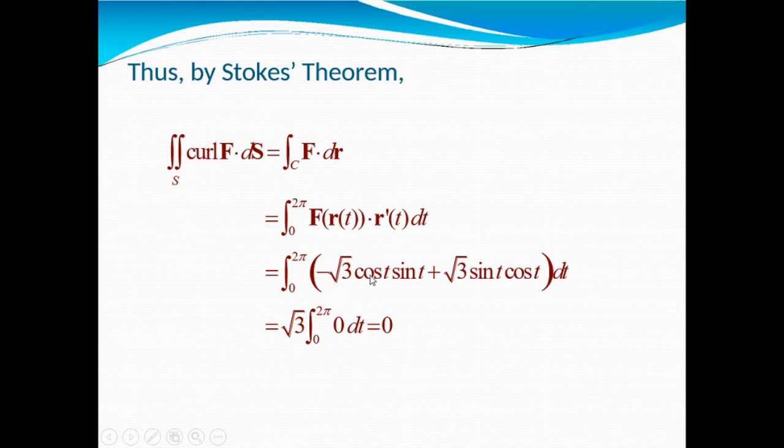This is also root 3 cos t sin t, and this is also root 3 cos t sin t, but with a different sign, one is plus and one is minus. So both get cancelled and the value becomes 0, because this is a plus value and this is a minus value. So we got here the value as 0 to dt within the limits 0 to 2 pi. Integration of 0 is 0, hence root 3 into 0 also becomes 0. Finally we got curl F dot dS value as 0.